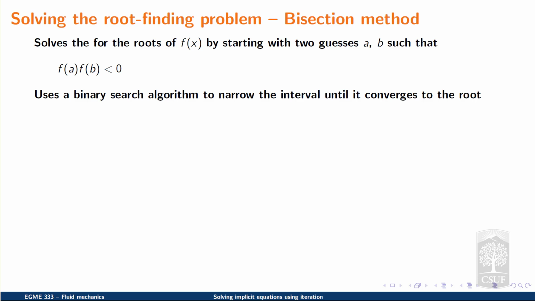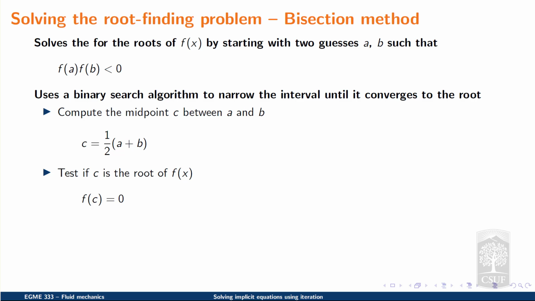The basic approach of the bisection method follows these steps. First, we compute the midpoint c between a and b by taking the average of the two values. Next, we test if c is a root of f of x, such that f of c must equal 0. If c is not a root of f of x, then we have to check if the product of f of c times f of a is less than 0, or a negative quantity.